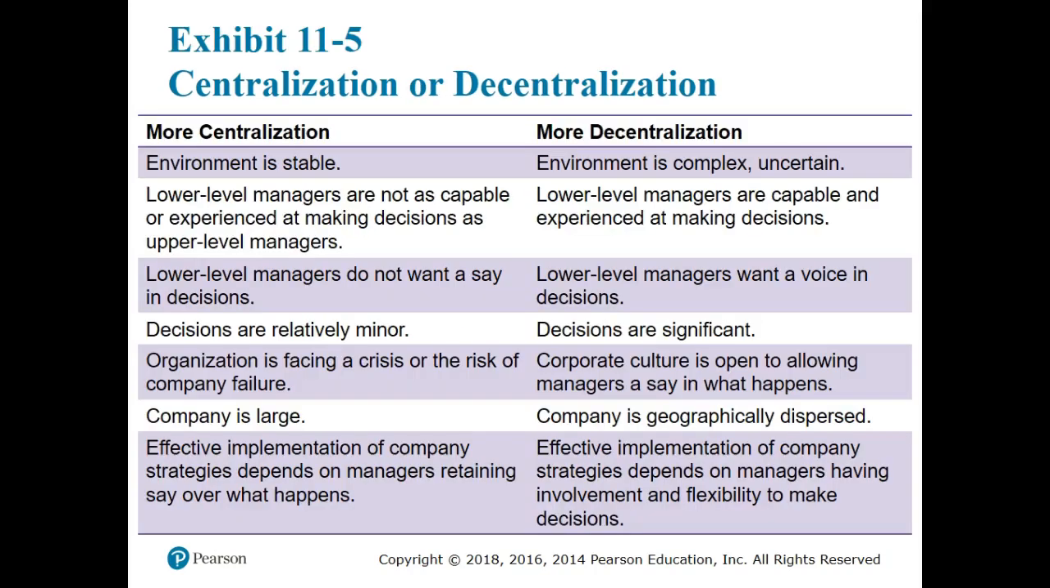Now, Exhibit 11-5 lists some of the factors that affect an organization's use of centralization or decentralization. So, the factors that are associated with more centralization: your environment is stable, right? Where in a decentralization, you're going to have an environment that is complex and uncertain. In centralization, the lower level managers are not as capable or experienced at making decisions as upper managers, where in decentralization, lower level managers are very capable and experienced at making decisions.